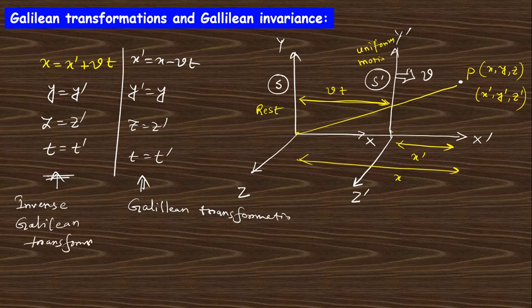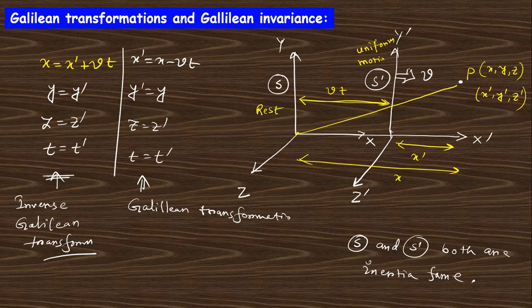Okay. So this is a transformation from an inertial frame to an inertial frame. They both are inertial frames. S and S prime both are inertial frames, that is, their motion is either at rest or at uniform velocity.